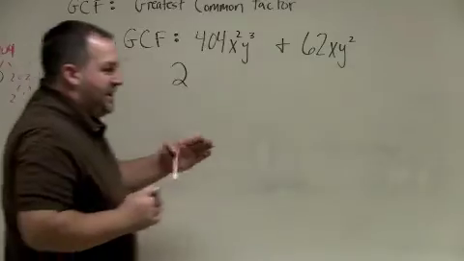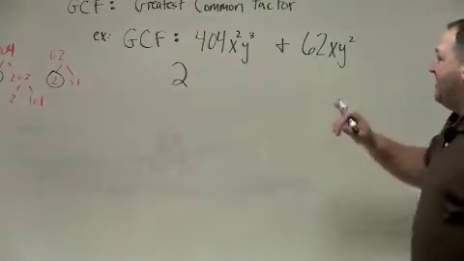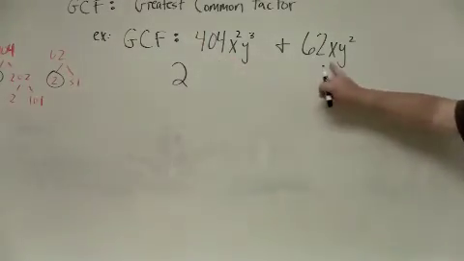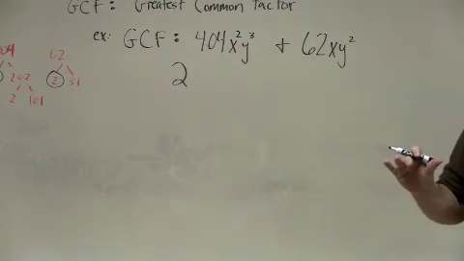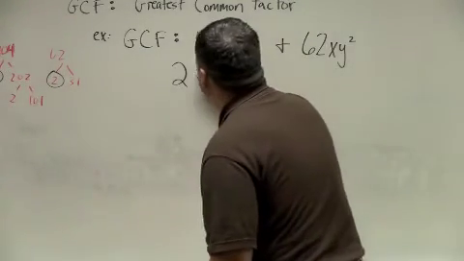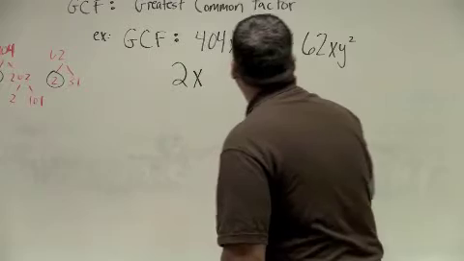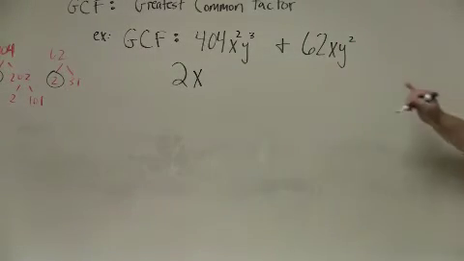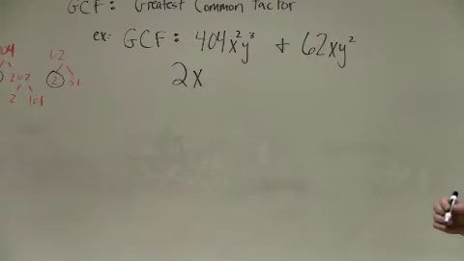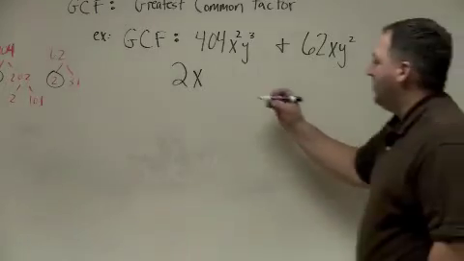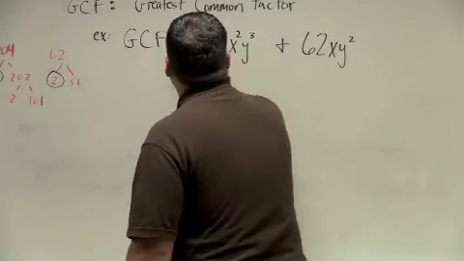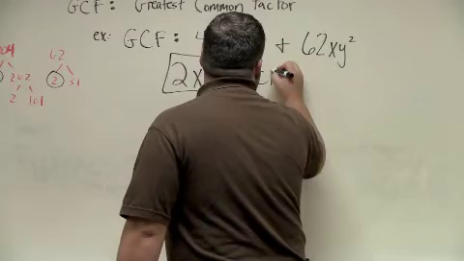Then we look at the x's, and then we look at the y's. We have x to the second, x to the first. How many x's do we need? 1. So we say x. Then we look at the y's, y to the third, y to the second. How many y's? 2. So it'll be y squared. 2xy squared is the GCF.